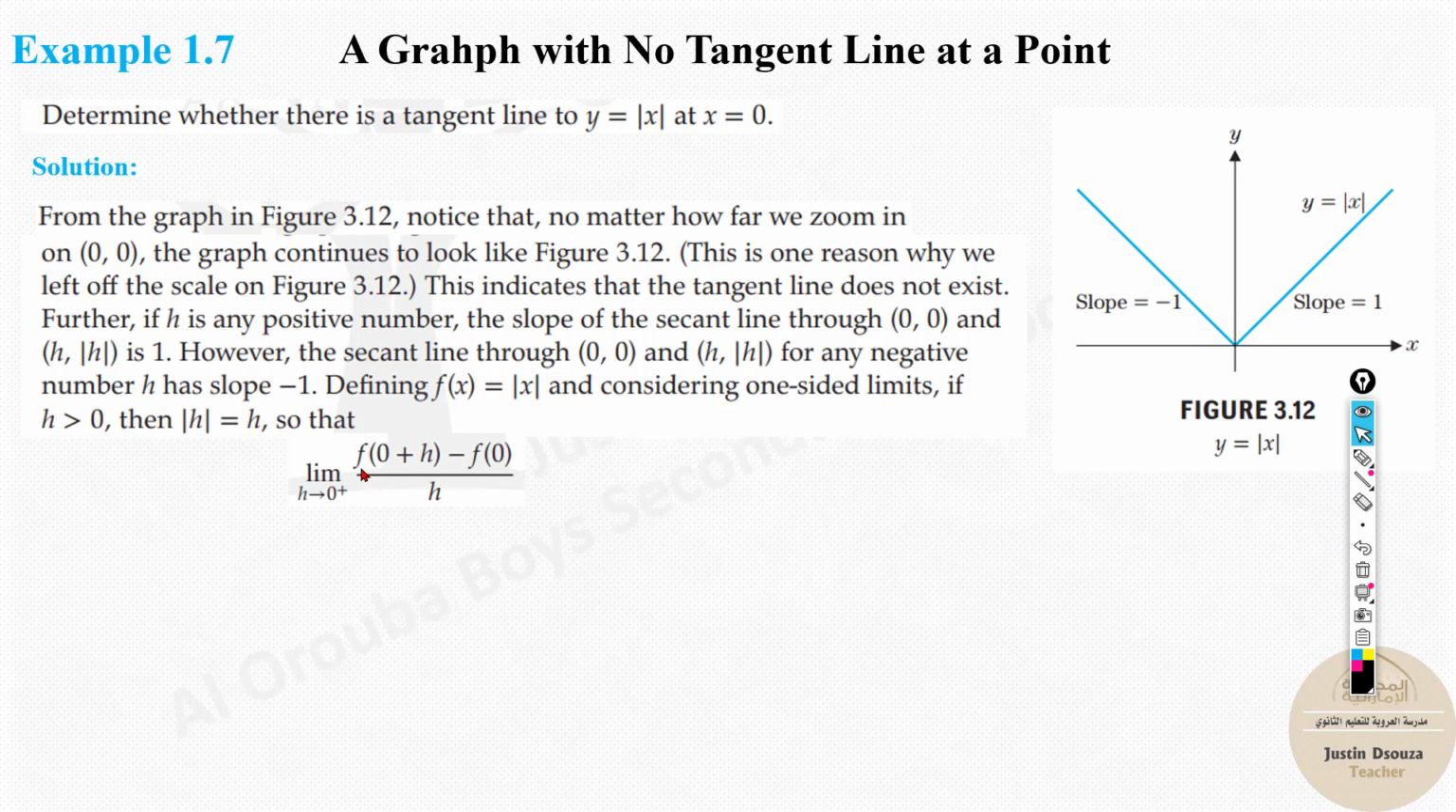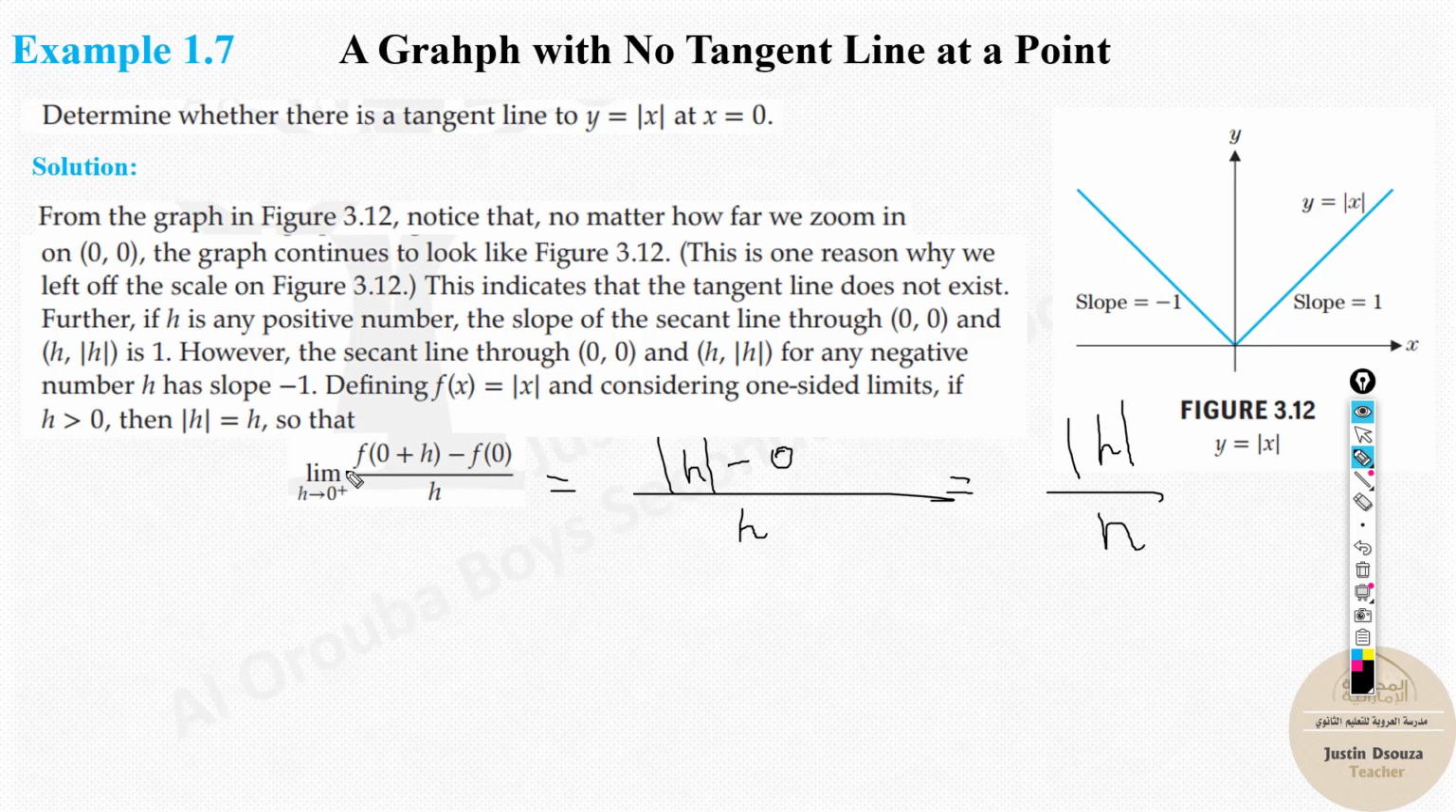Here we have, what is the x value? 0. f of 0 plus h minus f of 0, divided by h. Now what do you do? You have to substitute. Instead of x over here, x is 0 plus h, which is only h. So I'm not writing 0 plus h, it's going to be magnitude of h, minus f of 0. Substitute 0: magnitude of 0 is 0 itself, divided by h. So the answer you get is magnitude h by h.